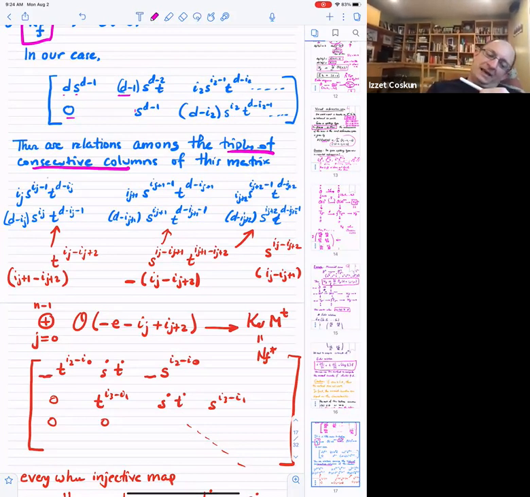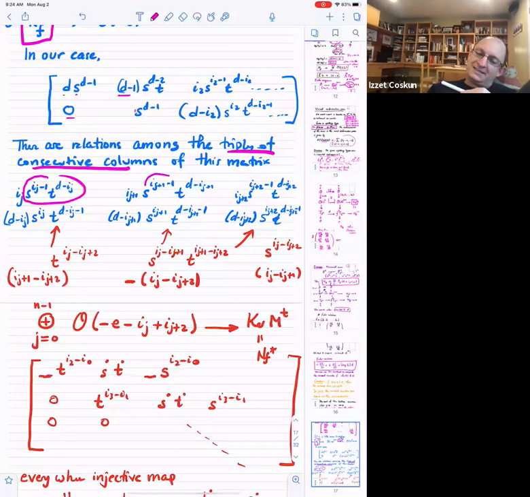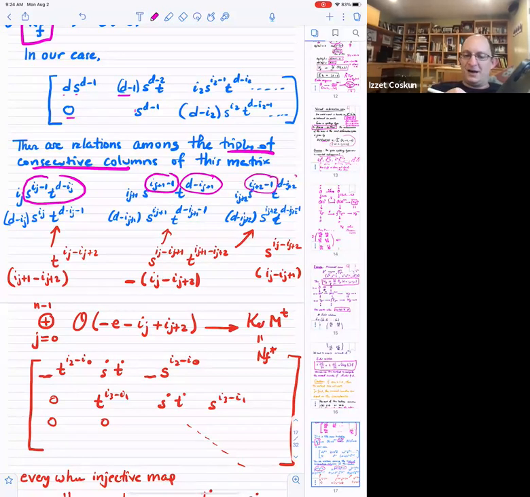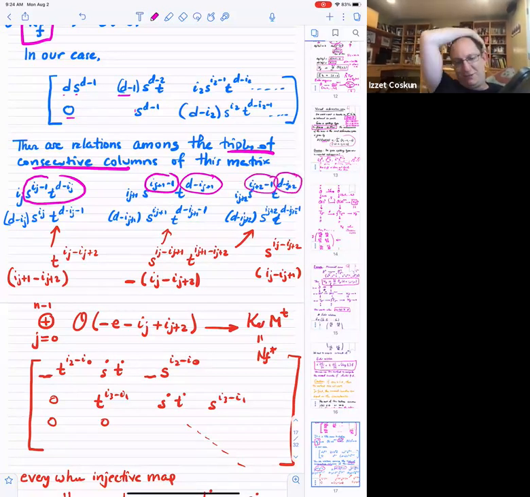So you see, the first column looks like S to the i_j minus 1, t to the d minus i_j. The next one is S to the i_j plus 1 minus 1, t to the d minus i_j plus 1. And this one is S to the i_j plus 2 minus 1, t to the d minus i_j plus 2. Yeah, there are, of course, coefficients here.